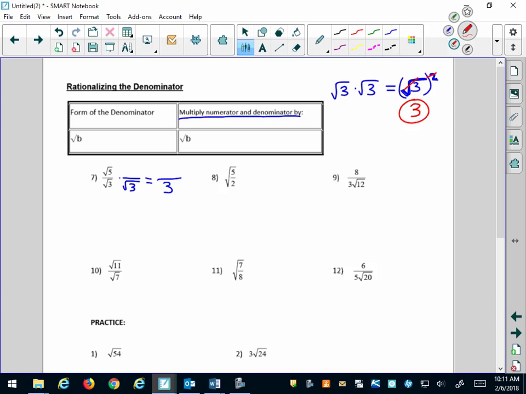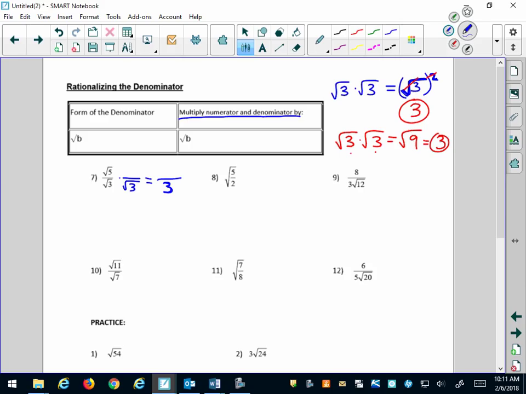Another way you can think about this is that the square root of 3 times the square root of 3 equals the square root of 9, right? Because 3 times 3 is 9. Well, the square root of 9 we know is 3. So no matter how you look at it, when you square or multiply a radical by itself, it ends up being that whole number without the radical sign. So we've accomplished making our denominator not have the radical.